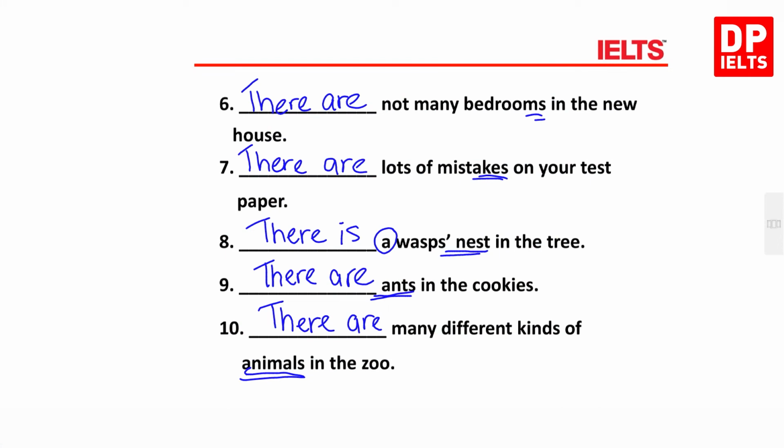Next, dash not many bedrooms in the new house. There are not many bedrooms in the new house. Ok, there are not many bedrooms in the new house. Not many, but there are some.